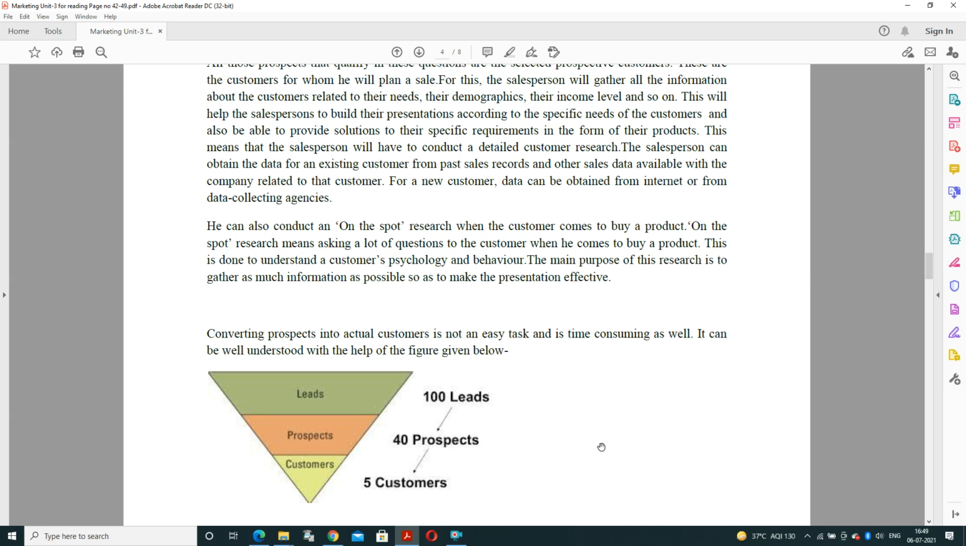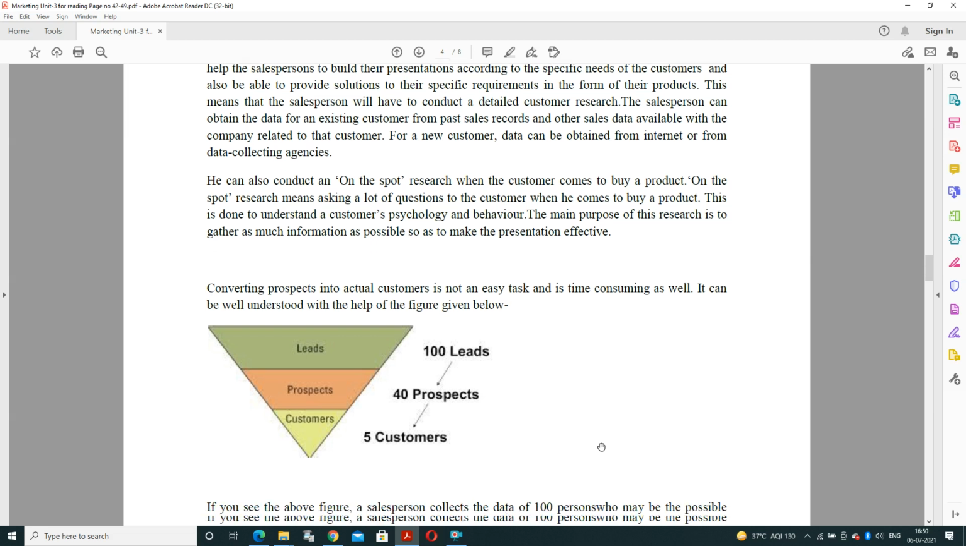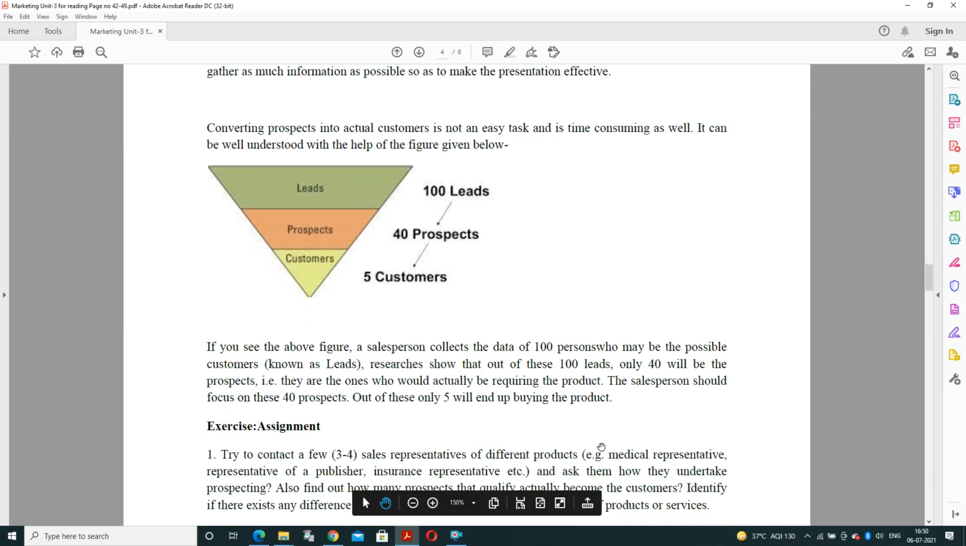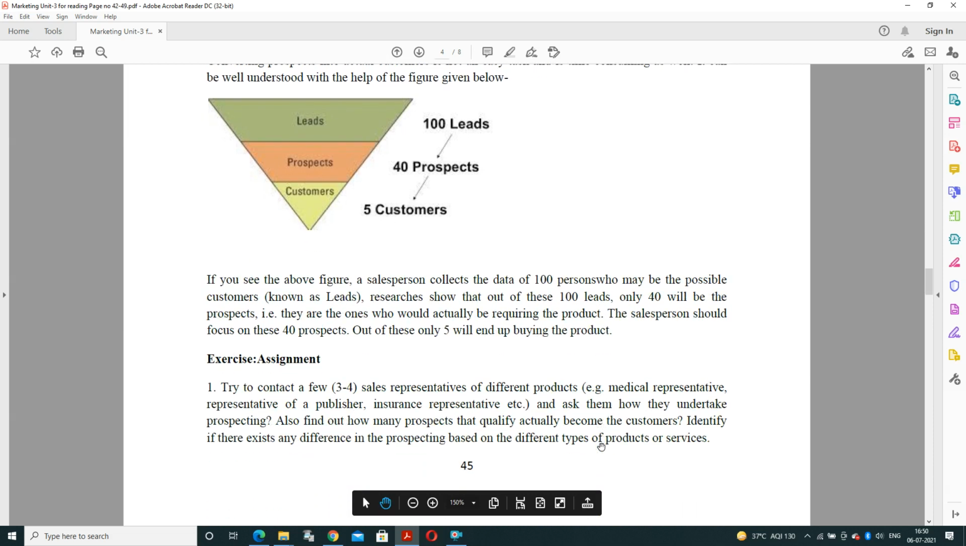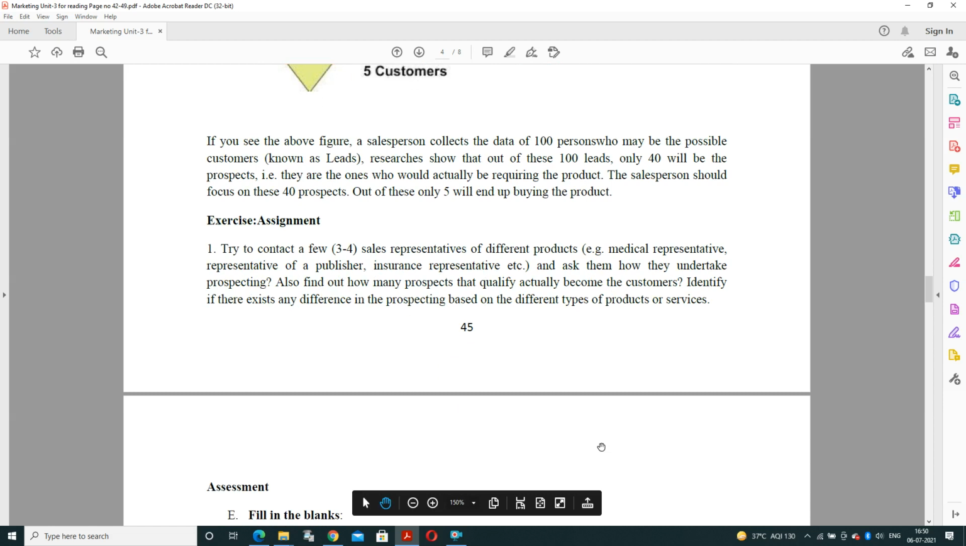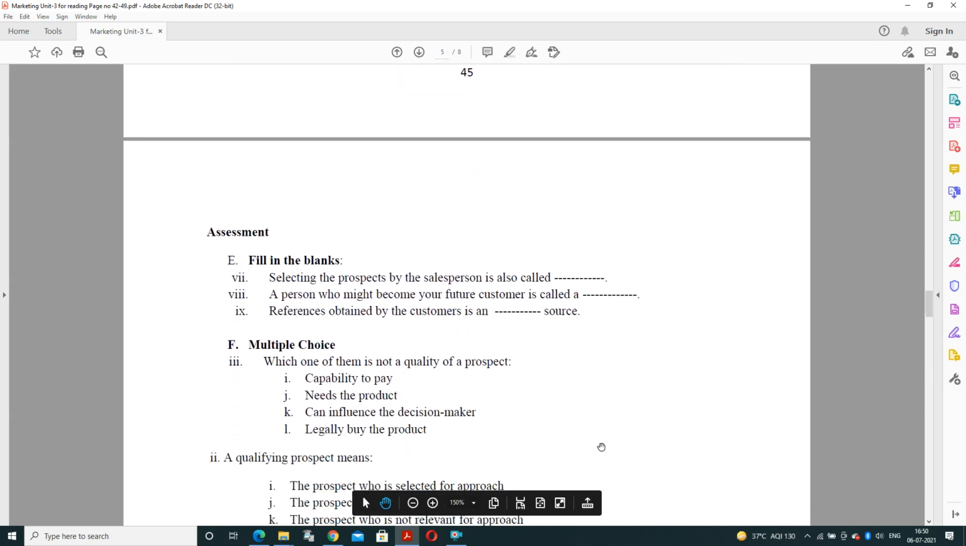So 100 are the general people, out of which 40 are the prospective customers who can take your product, and out of 40, 5 customers have taken your company product. This is about customer prospecting. If you see the above figure, a salesman collects the data of 100 people. Likewise, out of 100, only 40 will be prospects, and actually 5 will end up buying the product. The exercise part is given afterward, so we will do the exercise part after completion of this chapter.